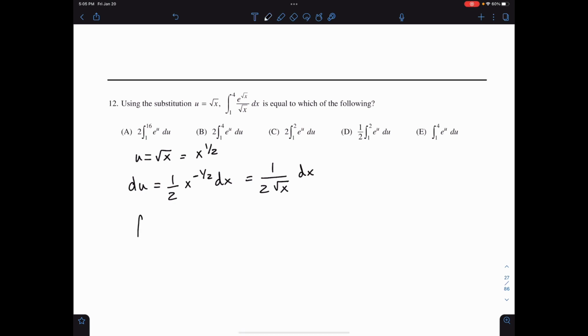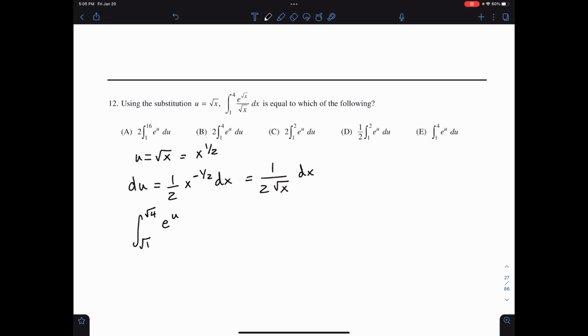So for the bounds, the original bounds 1 and 4 were in terms of x. So if we're going to make a du, we need to have it in terms of u. So the starting bound will be the square root of 1, and the upper bound will be the square root of 4. And that's coming from u equals the square root of x. So we know that u is equal to the square root of x. So this becomes e to the u.